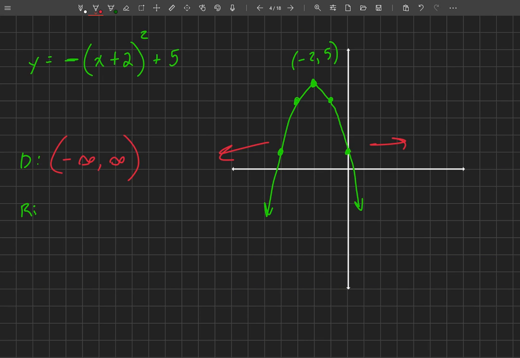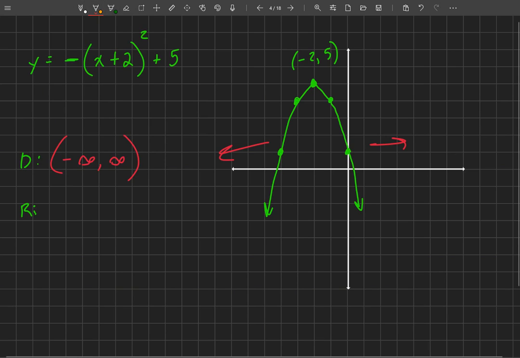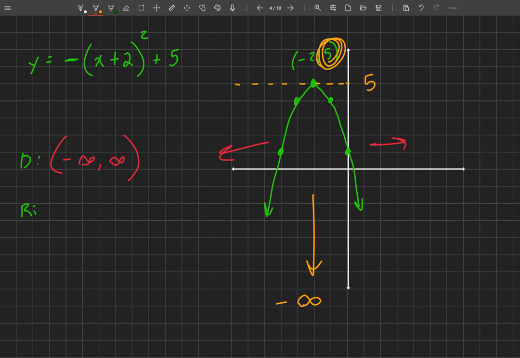The range, how far down and up does it go? Well, this thing keeps going down forever and ever and ever. So the furthest point down is negative infinity. And the furthest point up is this point right here, the number 5. Remember, when we're dealing with range, we're using y values, and that's the y value of the vertex. So I'm going from negative infinity all the way up to 5.